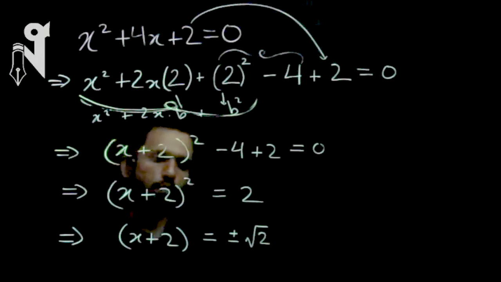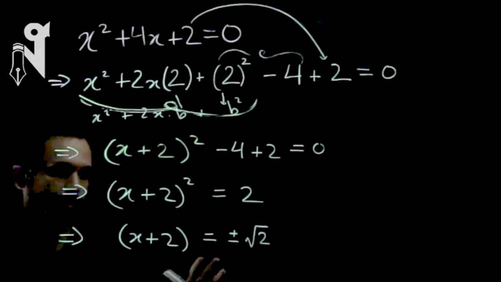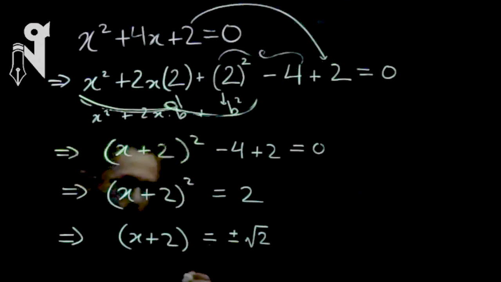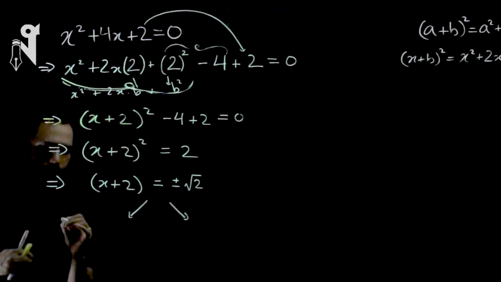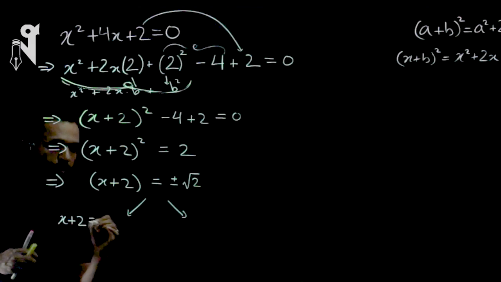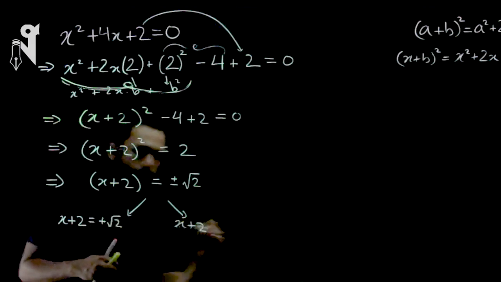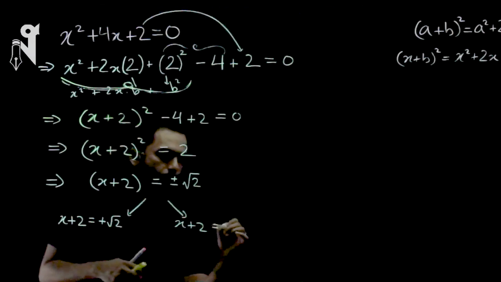Root 2 is roughly 1.4, so we don't have to write that. Root 2 is root 2; you leave it over there. So x plus 2 is equal to so much. We are almost at the solution. From here, we can say that we have got two solutions. One is x plus 2 equal to plus root 2, and the other one is x plus 2 equal to minus root 2.